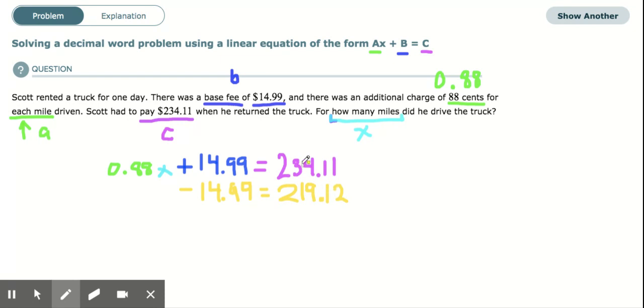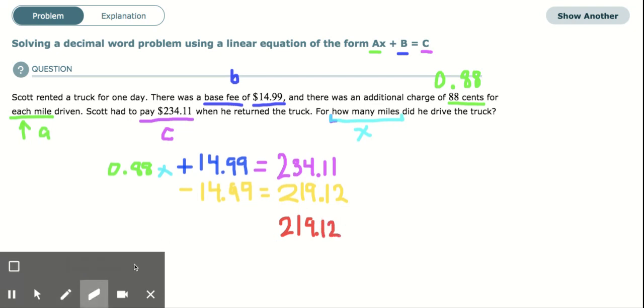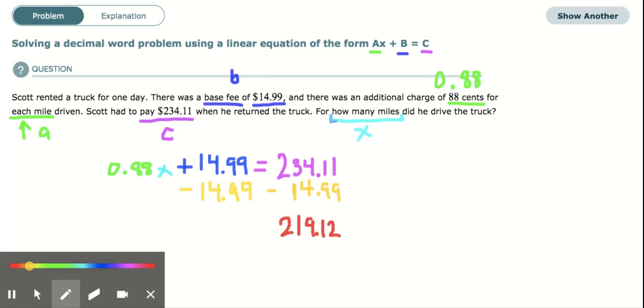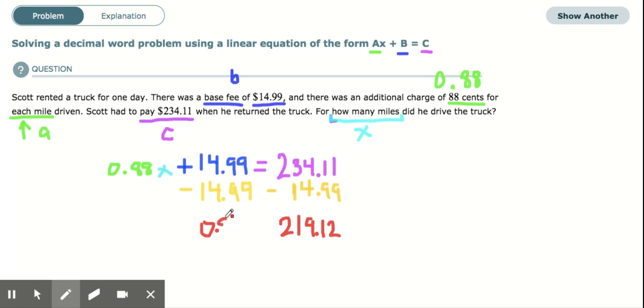Oh, sorry, this should be written down here. Let's write it in red what we have. This should be $219.12. And this is us doing both sides. We're taking away $14.99. There you go. I think that's more clear. All right, so we're subtracting $14.99 from both sides, and that's what we get on the right. These cancel out on the left, and you'll have 0.88x without the $14.99 now.